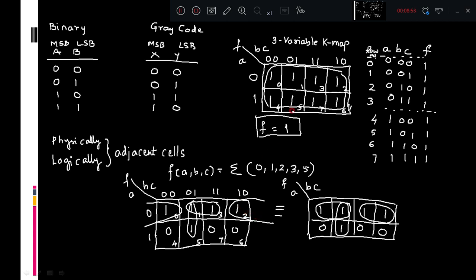So how can grouping be done? First you check for the maximum number of cells. If all the cells are 1, then it will result in output 1. If few cells are 1 and few cells are 0, then you try for 4 cell grouping, either logically adjacent or physically adjacent. If not, then you try for 2 cell grouping. If 2 cell grouping is also not possible, then 1 cell grouping can be done. So in this case we have seen a 2 cell grouping. We understood the concept of physically adjacent and logically adjacent cells.